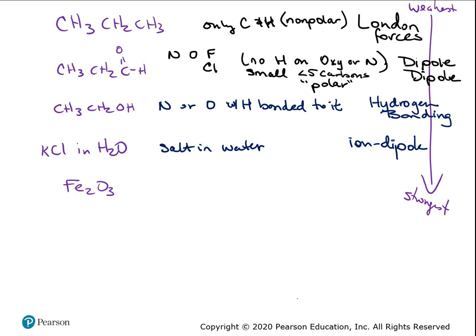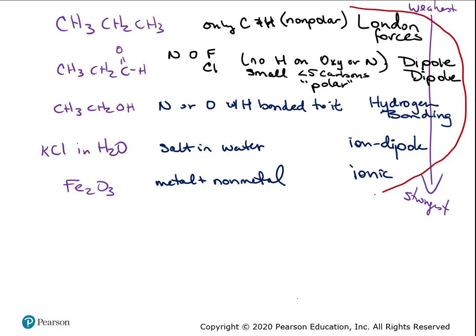And then the last one. So if you just see a metal and a non-metal listed, then you know that this is the strongest of all of the intermolecular forces, and it forms salt crystals. So that's just ionic. So these are the 5 types.